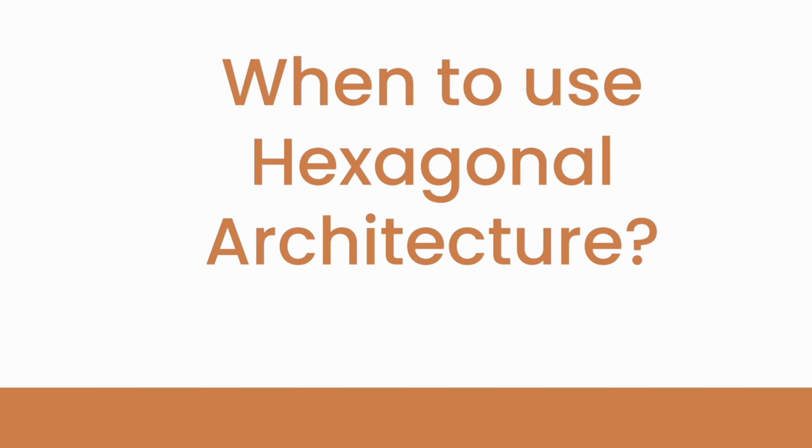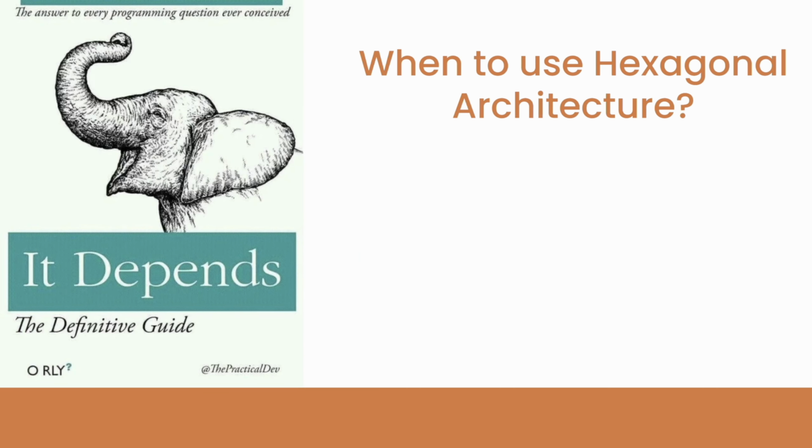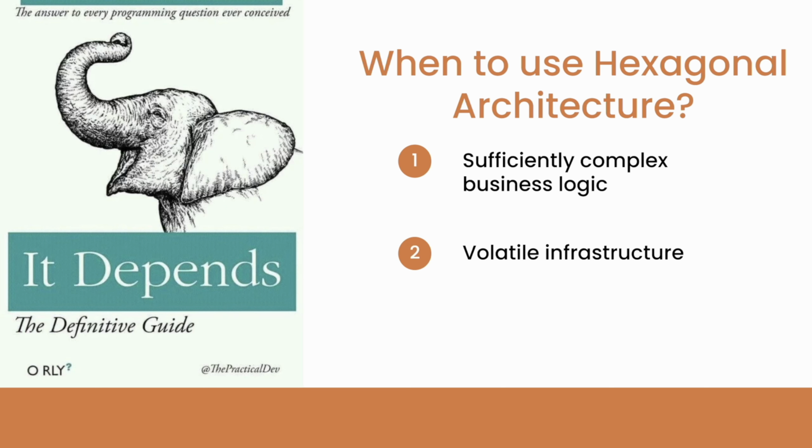Yeah, so when to use it, I already mentioned a little bit. If you have a very simple application, probably hexagonal architecture is a little bit overkill. But basically, it depends, right? This is the answer to all the engineering questions. So you need to have an application that has sufficiently complex business logic and volatile infrastructure. You might want to change, I don't know, from an MQ to a Kafka topic. You might want to switch out a Mongo database for a Postgres database or whatever. You can do this easily with hexagonal architecture, so that's a great use case for it.